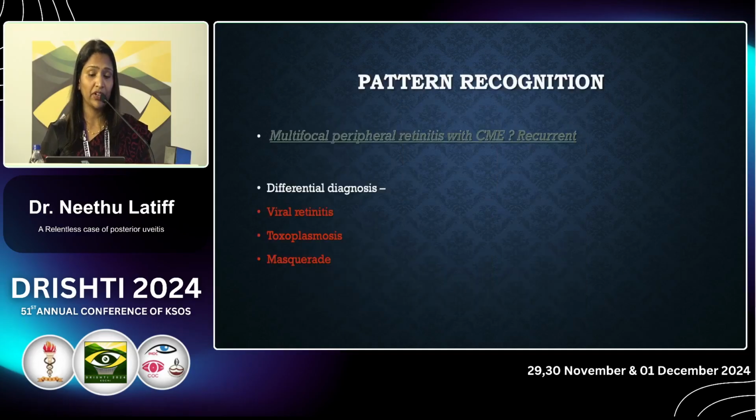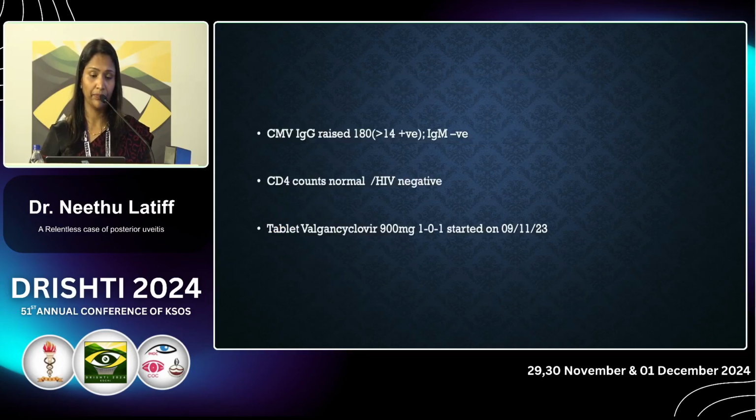So the pattern recognition here is multifocal peripheral retinitis with CME, query recurrent. Differential diagnosis: could it be a viral retinitis, toxoplasmosis, or masquerade? So we investigated. CMV titers were raised, the CD4 counts were normal, HIV negative. She was started on tablet valganciclovir 900 milligram BD.